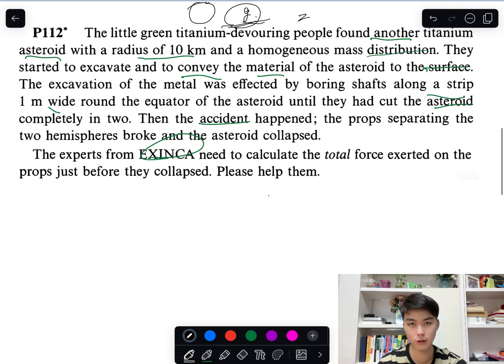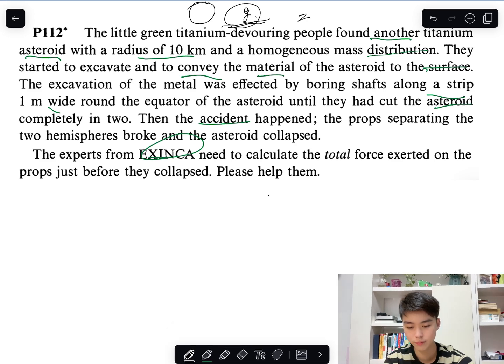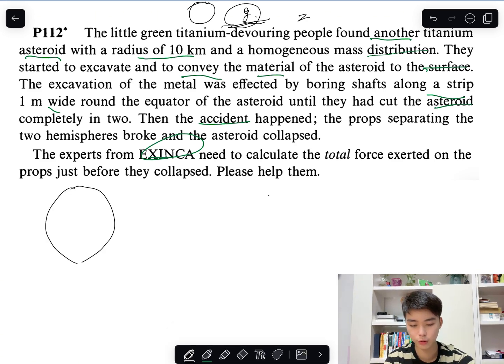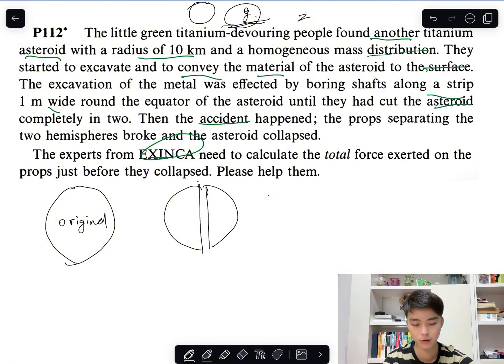When I first encountered this problem, I thought of this. This is the original one, and when it collapses, it becomes something like this. It is not to scale. This is 1 meter, and the radius is 10 kilometers.